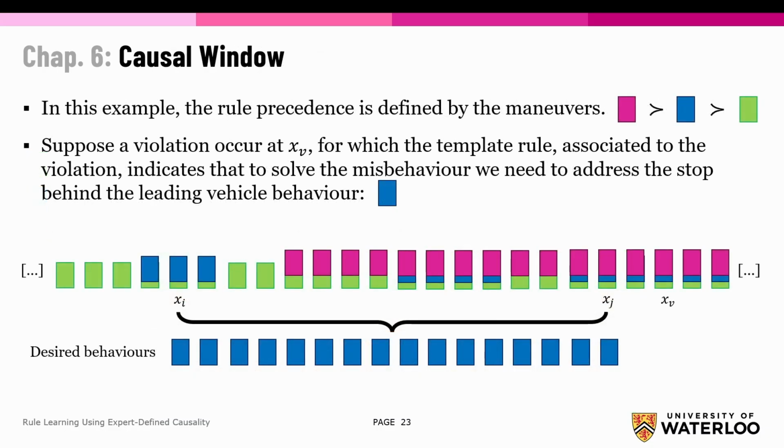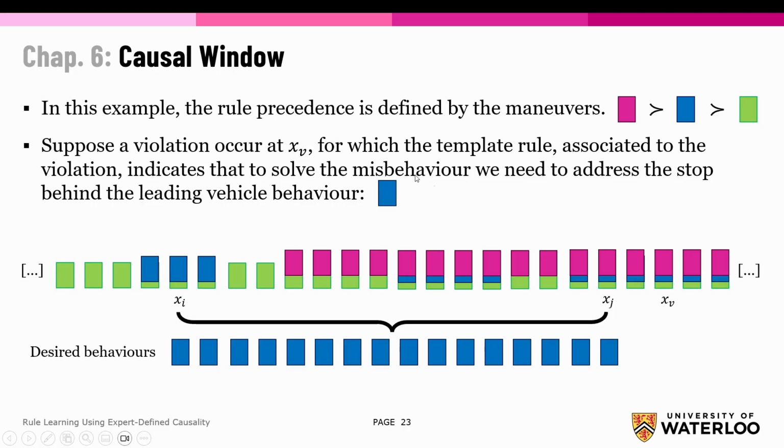So how can we address this problem? If you think about the task that layers 2 and 3 perform, it creates a kind of total ordering over the rules. So here in this specific example, the ordering of the rules is defined by the maneuver. Pink, which was creep forward, is preferred over the stop hatch, which is preferred over the track speed. And suppose that for the violation that we have at XV, which is that we collided with a vehicle, the solution will be to stop.